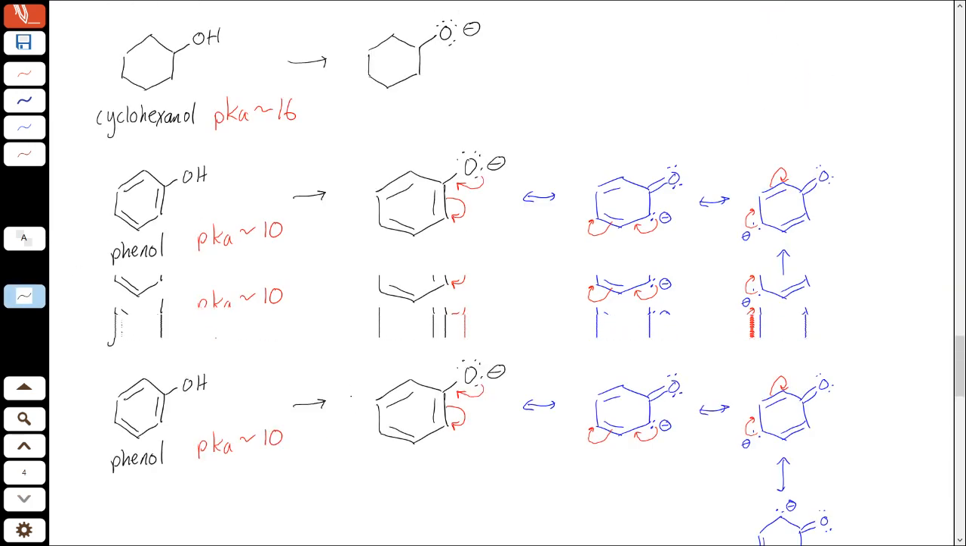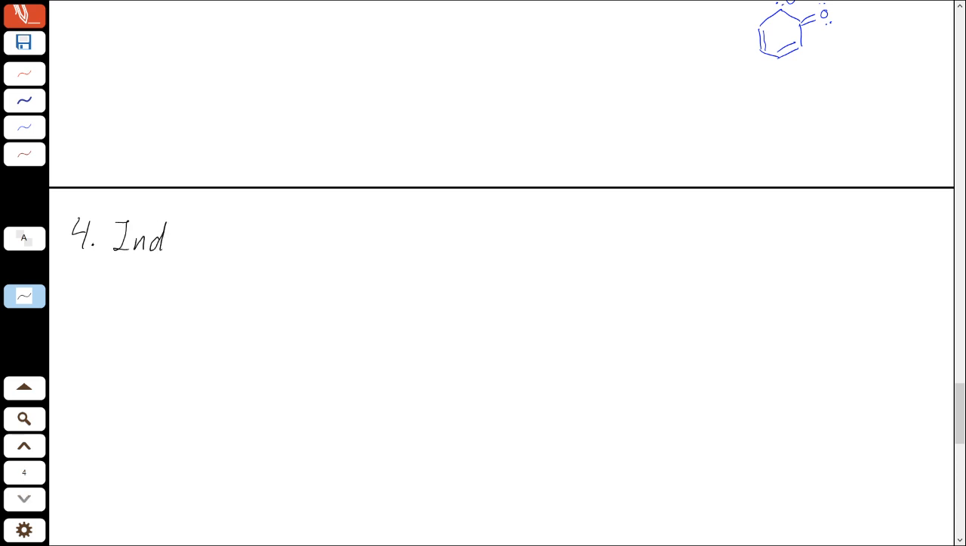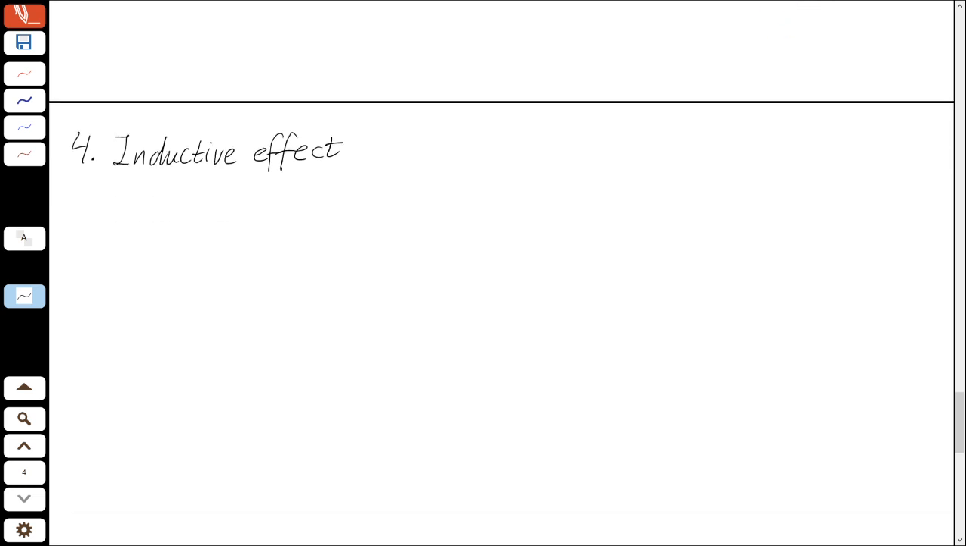Okay, the last, right, we're on 4, I think. The last one we're going to look at here, 4. The last effect is called the inductive effect. The inductive effect is when electronegative atoms, we can think of it as electronegative atoms pulling the negative charge toward them, creating a delocalization effect. So let's look at an example.